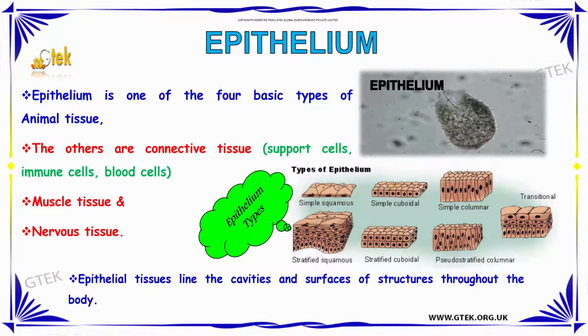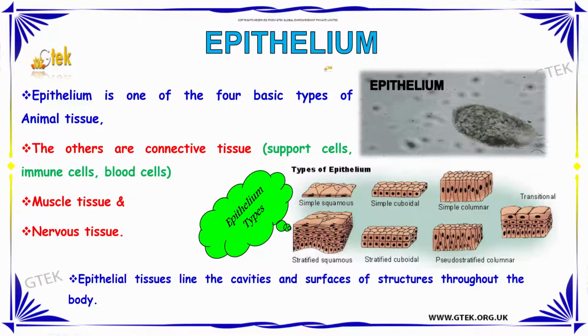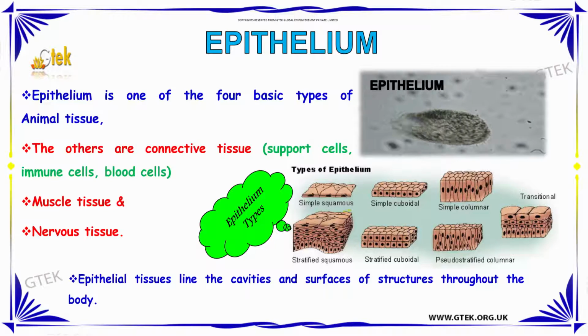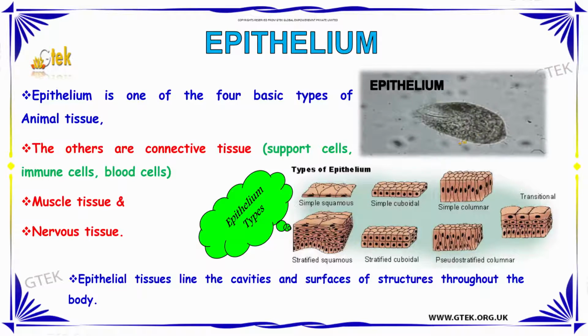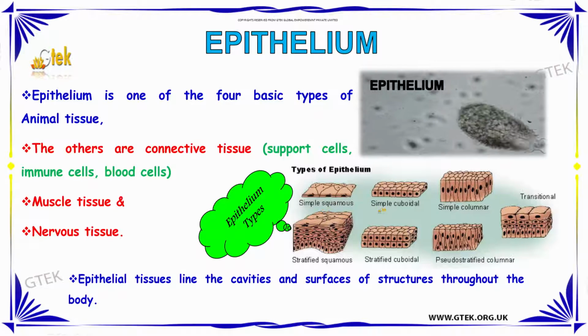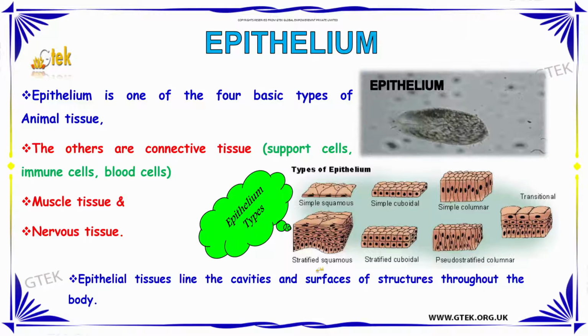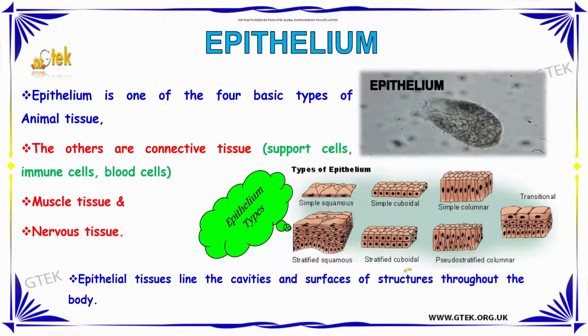Now let's talk about epithelium tissue. The epithelium tissue is one of the 4 basic types of animal tissue. The others are connective tissue, muscle tissue and nerve tissue. You can see the epithelium tissue over here. The types of epithelium tissues are simple squamous, simple cuboidal, simple columnar, transitional, stratified squamous, stratified cuboidal, and pseudostratified columnar.